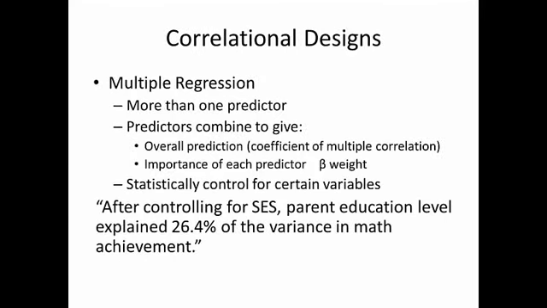Multiple regression simply means that there's more than one predictor. And the predictors combine together. Together, they all have different weights, and together they come up with a prediction that you can make. And it lets you statistically control for some of the variables. So you will see statements like, after controlling for SES, which is a very common one that we control for, we try to remove the effects of socioeconomic status so that we can get at the meat of what we're researching. Parent education level explained 26.4% of the variance in math achievement.